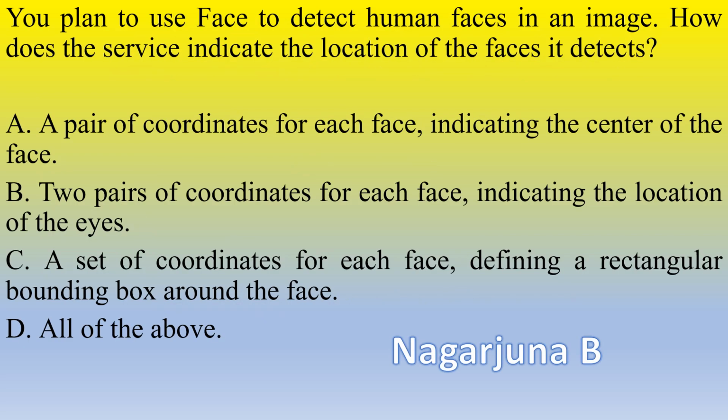You plan to use face to detect human faces in an image. How does the service indicate the location of faces it detects? Option A, a pair of coordinates for each face including the center of the face. Option B, two pairs of coordinates for each face indicating the location of the eyes. Option C, a set of coordinates for each face defining a rectangular bounding box around the face. Option D, all of the above.